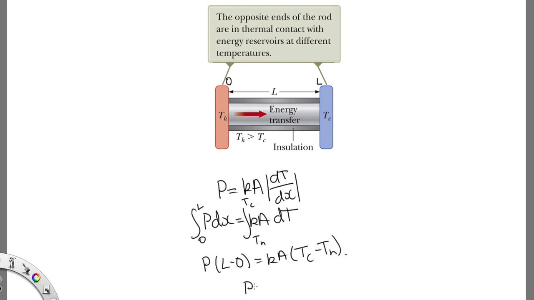So we can write the power transferred is equal to KA. Now remember this absolute value sign, this TC minus TH, this is the cold temperature minus the hot temperature, that's going to be negative, so we need to make it positive, so (TH minus TC) over L.